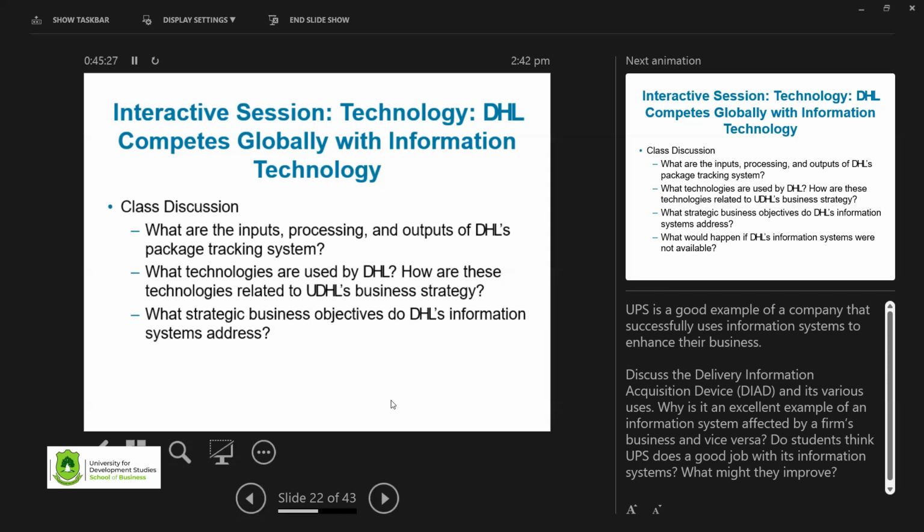So what strategic? Okay, how are these technologies related to DHL's business strategy? We don't know their business strategy, but considering the nature of the business, they are everywhere. Wherever you want to send a parcel, they will take it there. So what do you think would be their strategy?